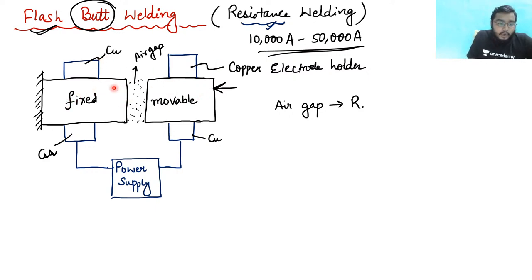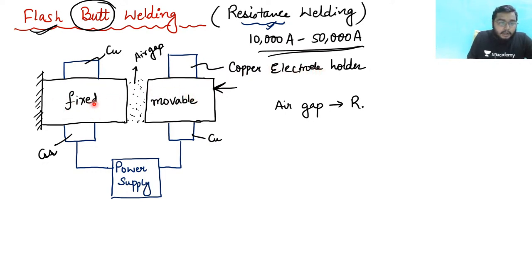This is a technique which is used to join two objects. See, there are two objects. The first object is this, the second object is this, in which I am fixing one object and the second object is movable. So it is a technique by which you are joining the two objects end to end. Most important point, you are joining the objects end to end. Clear? First thing is this. Now see, these objects are connected with the copper electrode holders, fine. And one of them is fixed and the other is movable.